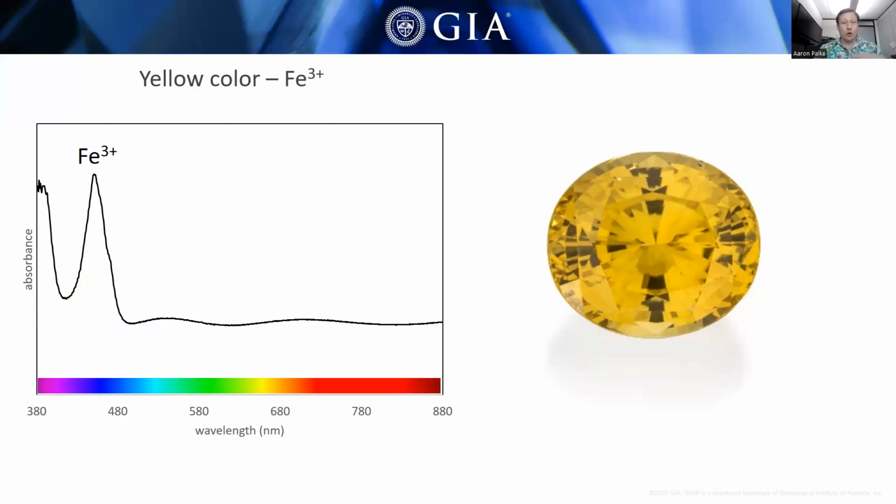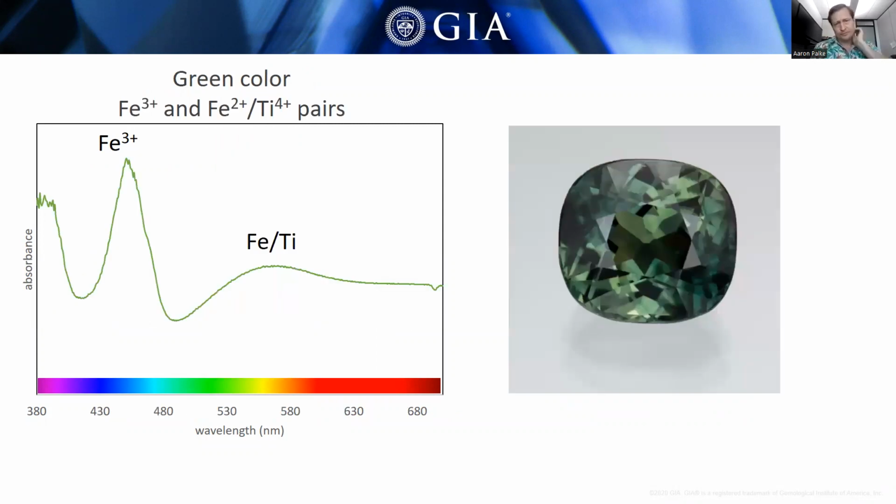Some of the other chromophores I'll go over a little bit quickly. We have iron 3+ present in the corundum structure, causing this nice yellow coloration. And so what we have here is this intense absorption band at about 450 nanometers. It absorbs a lot of the blue wavelengths of light, and the dominant transmission window that we see in this stone is right there in the yellow, causing the nice yellow color in yellow sapphires.